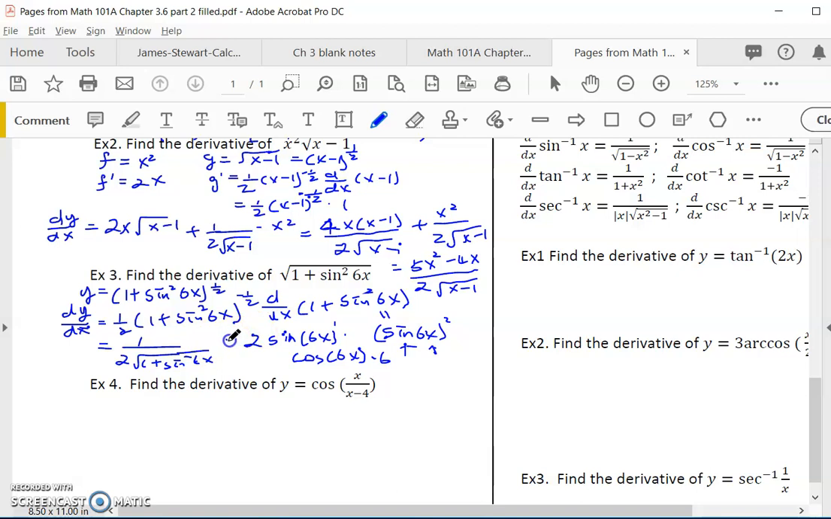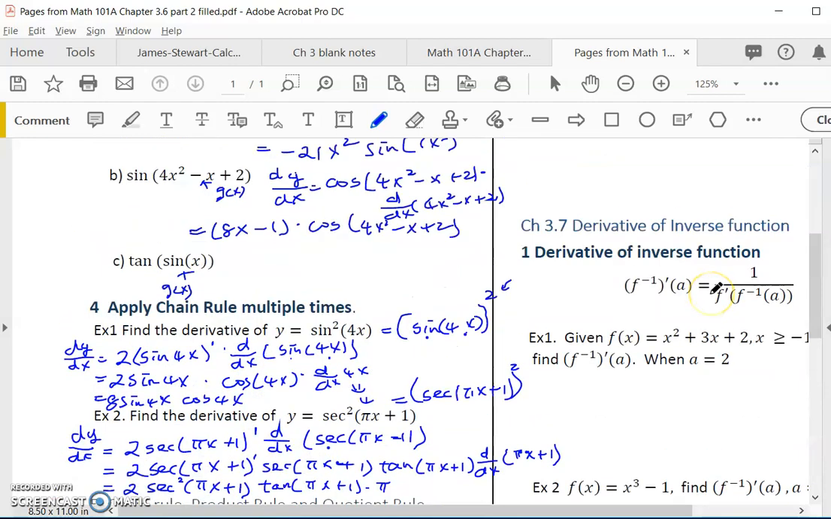So this would be the final answer. And 2 and 2 cancel. So that would equal, the top would be 6 sine 6x cosine 6x over the square root of 1 plus sine squared 6x. Okay. So that was example 4.